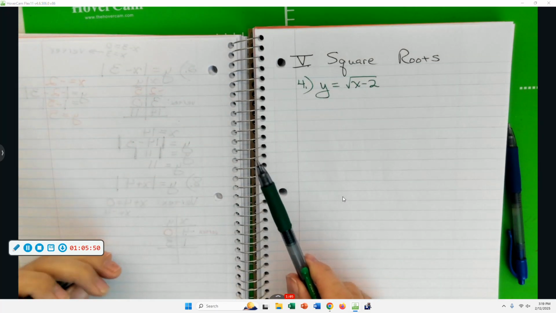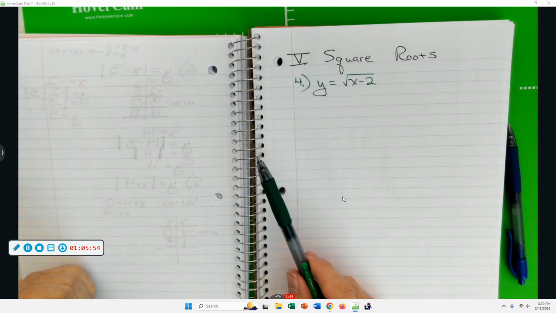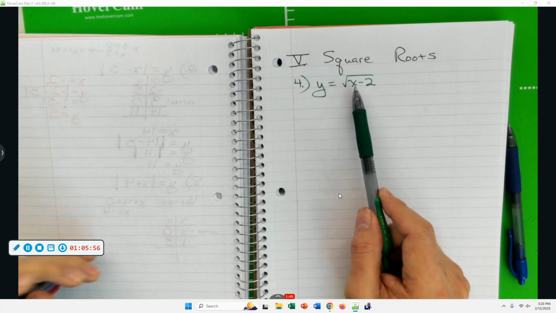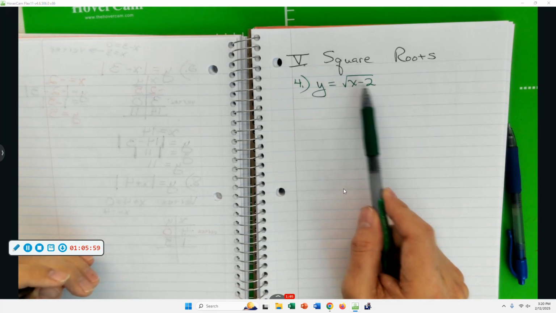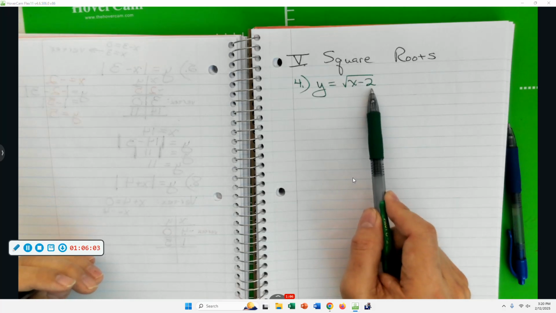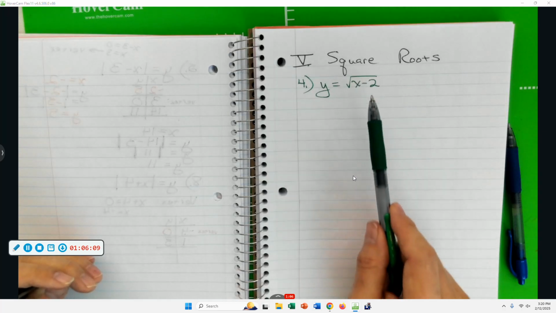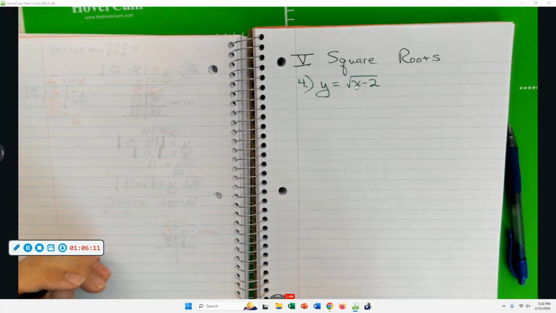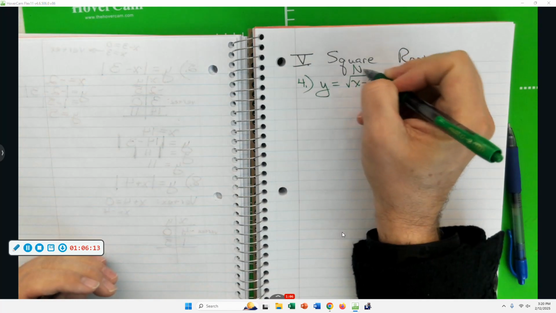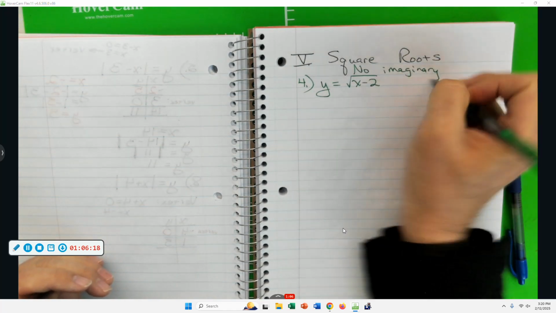Imaginary numbers are imaginary because they can't be labeled on a number line. You can't decide, oh, I'm going to plug in 1 for x. 1 minus 2 is a negative 1. The square root of negative 1 is i. So whatever x values you plug in, you cannot get imaginary numbers. So I'll say no imaginary y values.